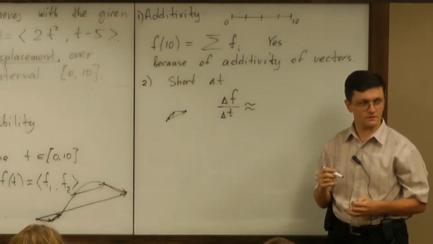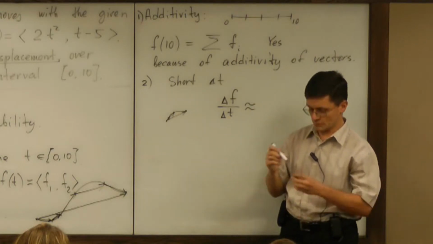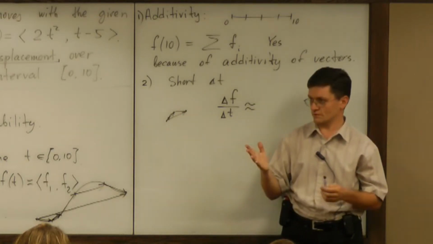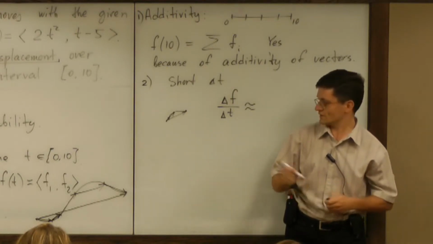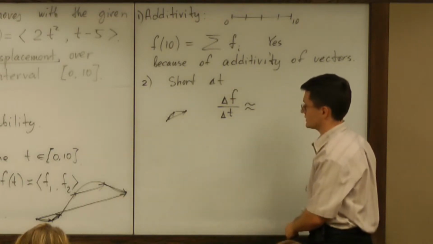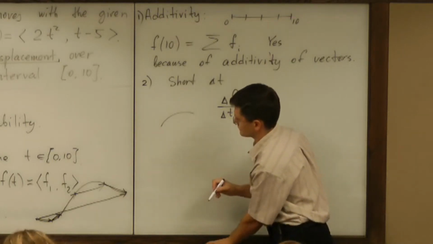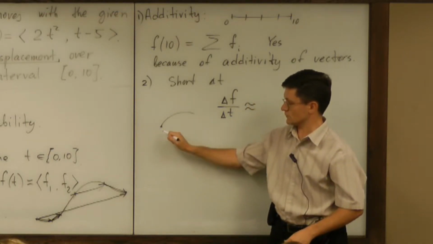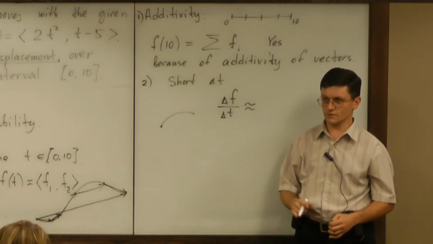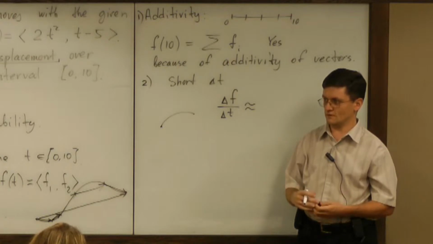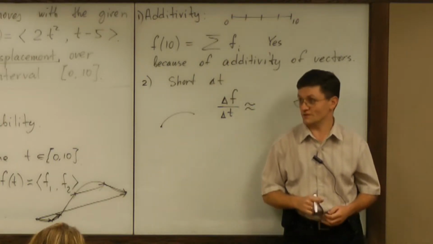But what can you say about the direction of the vector it will approach? Does it have a direction? Can we describe the direction? If this is my motion, I start from here, move over there. What's the limiting vector? What is its direction?